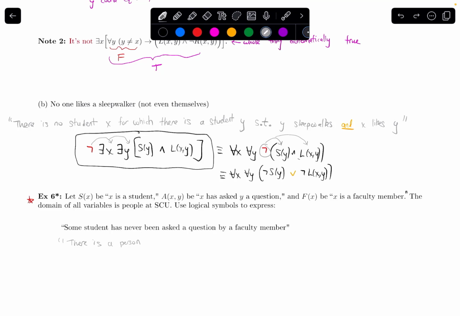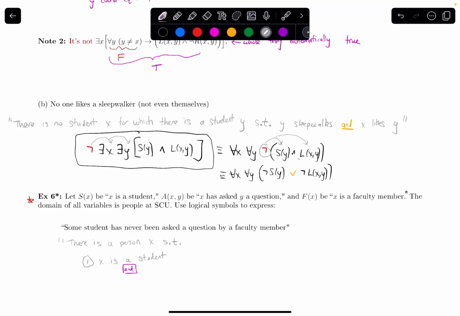There is a person X, such that, and now there's two things that I need to assert about this some person out there. First, I need to assert that they're a student. So I'll number this 1, such that I need X to be a student. X is a student. That has to be happening. They got to be a student. And so there's going to be a key connecting word, and there's something else that needs to happen.